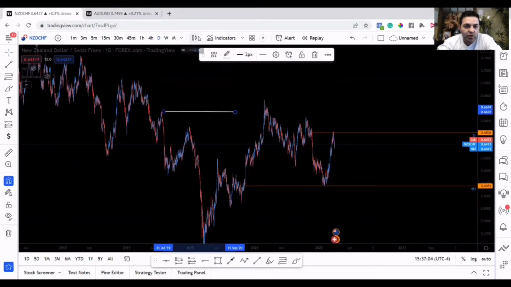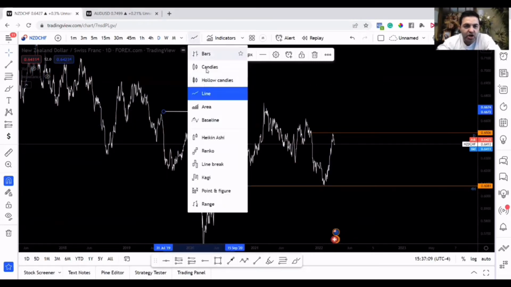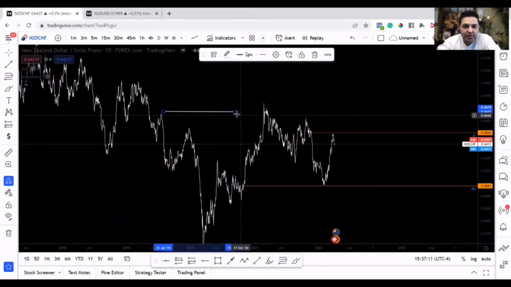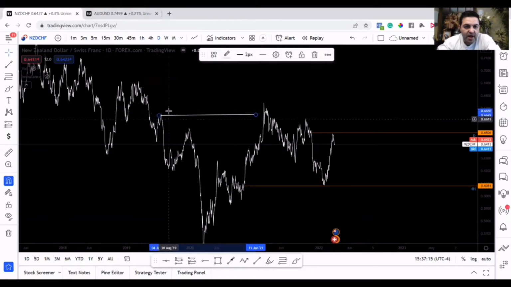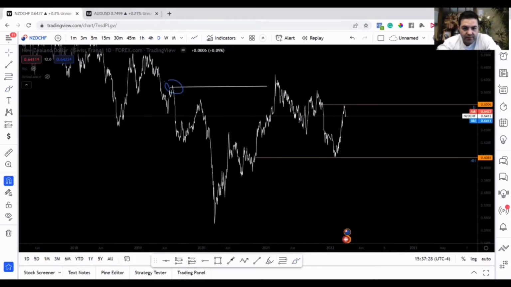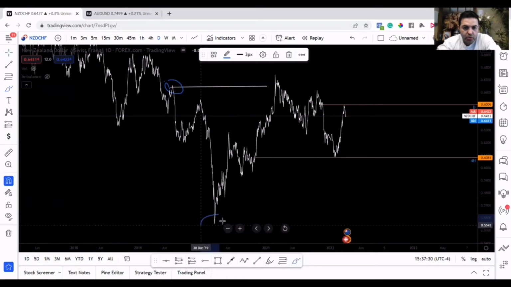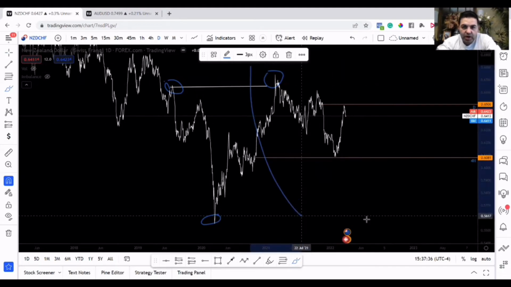A really good way, if you can't see the wicks, is to get rid of the wicks by putting the chart on a line, and you'll see there are no more wicks. So we broke this high right here. We broke this lower high. Now we have another lower low. This is the leg that we're looking at, and the lower high. And within that, this is where we are now.